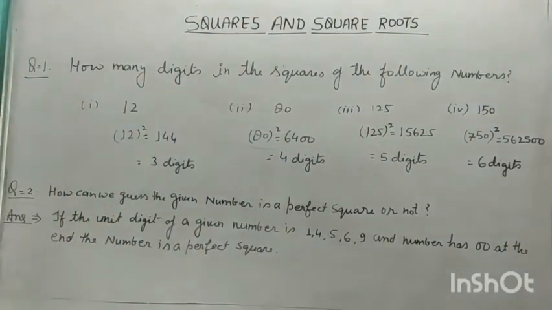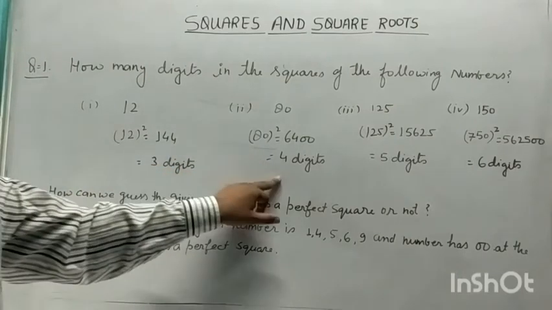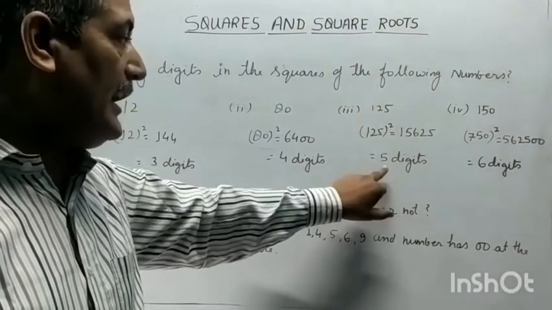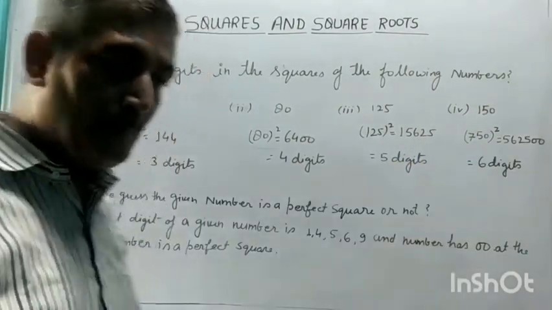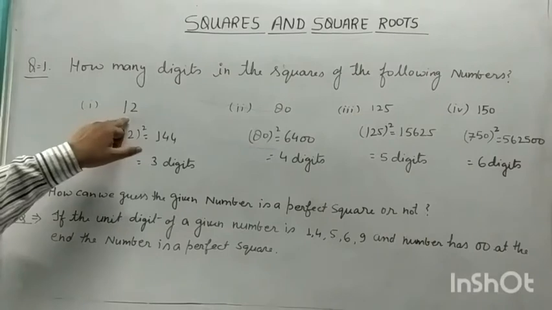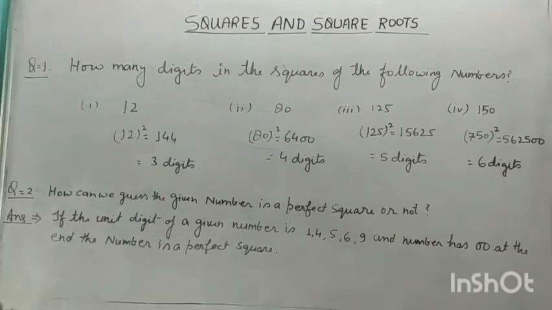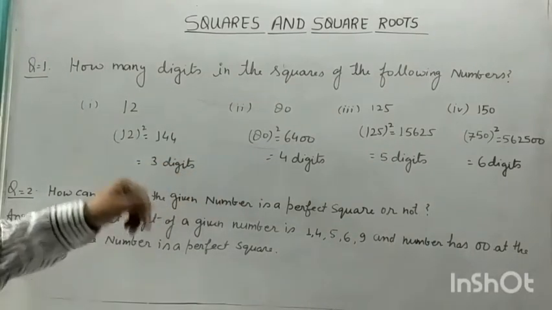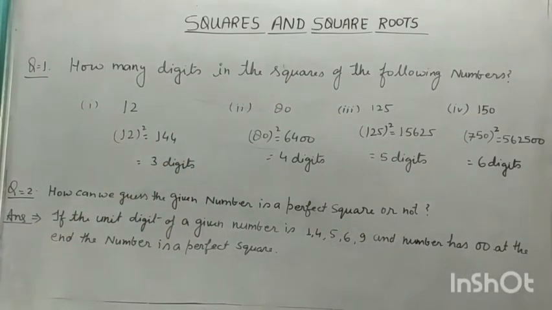It means that for a number which has 2 digits, the square contains 3 or 4 digits. Similarly, for a number with 3 digits, the square contains 5 or 6 digits. So if anyone asks how many digits the square of a given number has, first take twice the digits of the number. 12 has 2 digits, so 2 multiplied by 2 equals 4. Similarly, 3 or 4 digits are in the square of a 2-digit number.